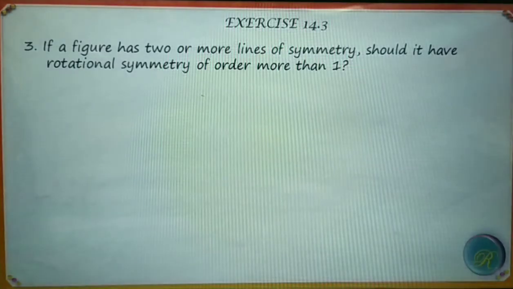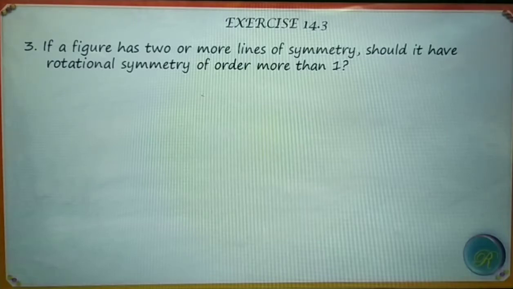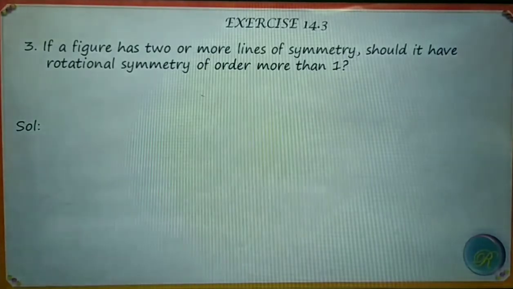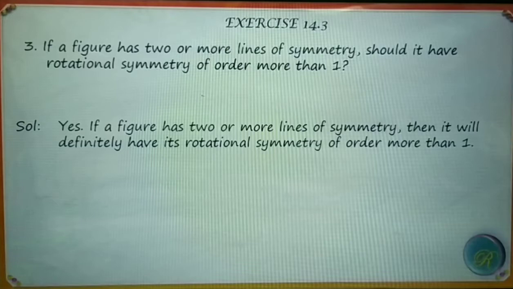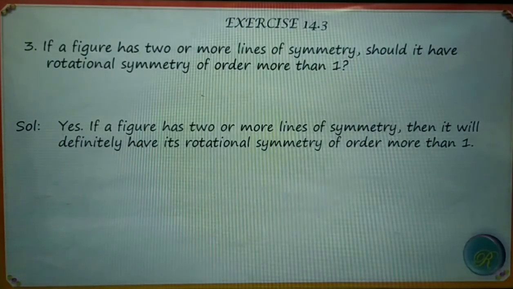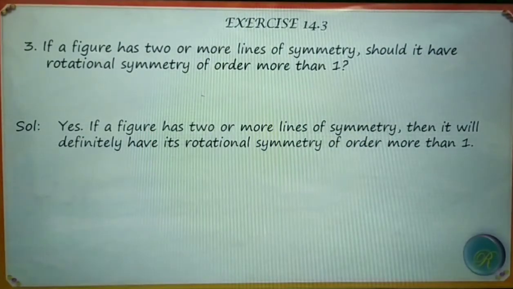Third question. If a figure has 2 or more lines of symmetry, should it have rotational symmetry of order more than 1? Solution. Yes. From the previous example, it is clear that if a figure has 2 or more lines of symmetry, then it will definitely have its rotational symmetry of order more than 1.